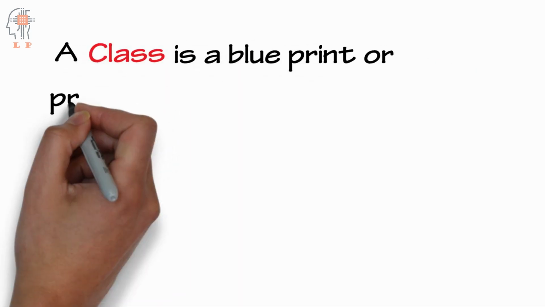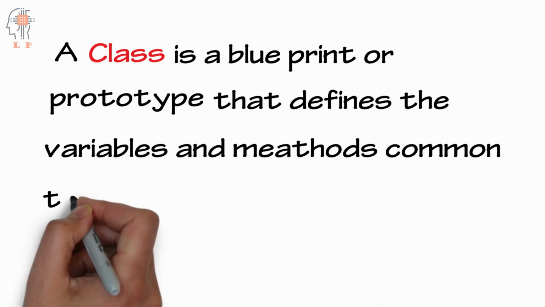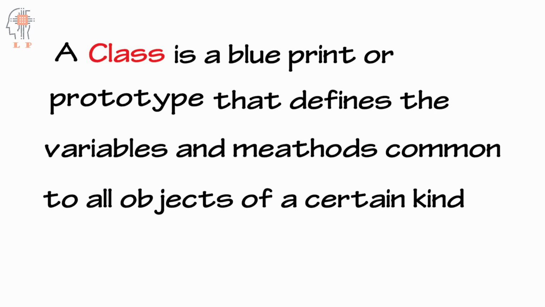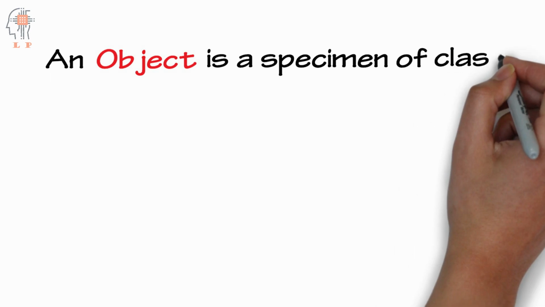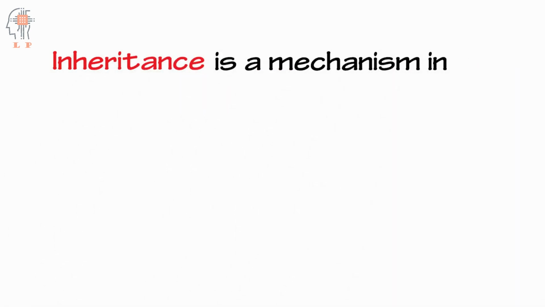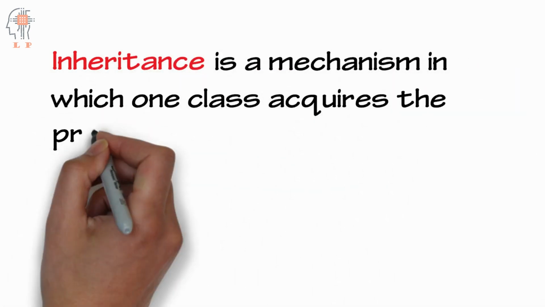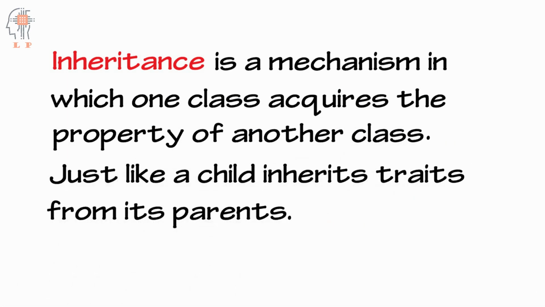A class is a blueprint or prototype that defines the variables and methods common to all objects of a certain kind. An object is a specimen of a class that determines the behavior of the class. Inheritance is a mechanism in which one class acquires the property of another class, just like a child inherits traits from its parents.